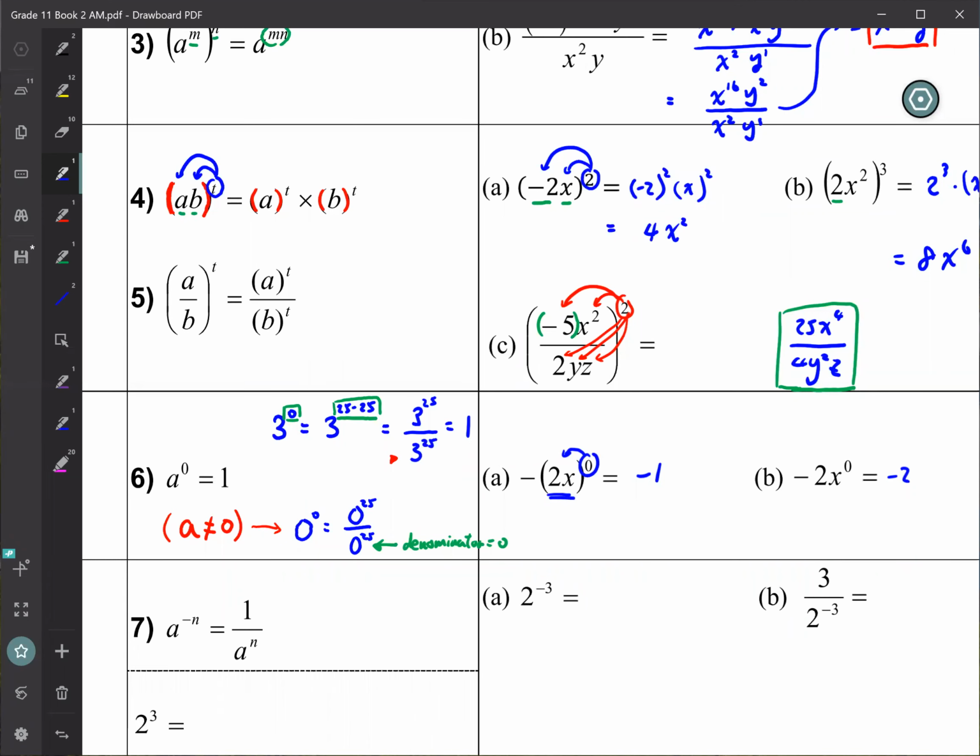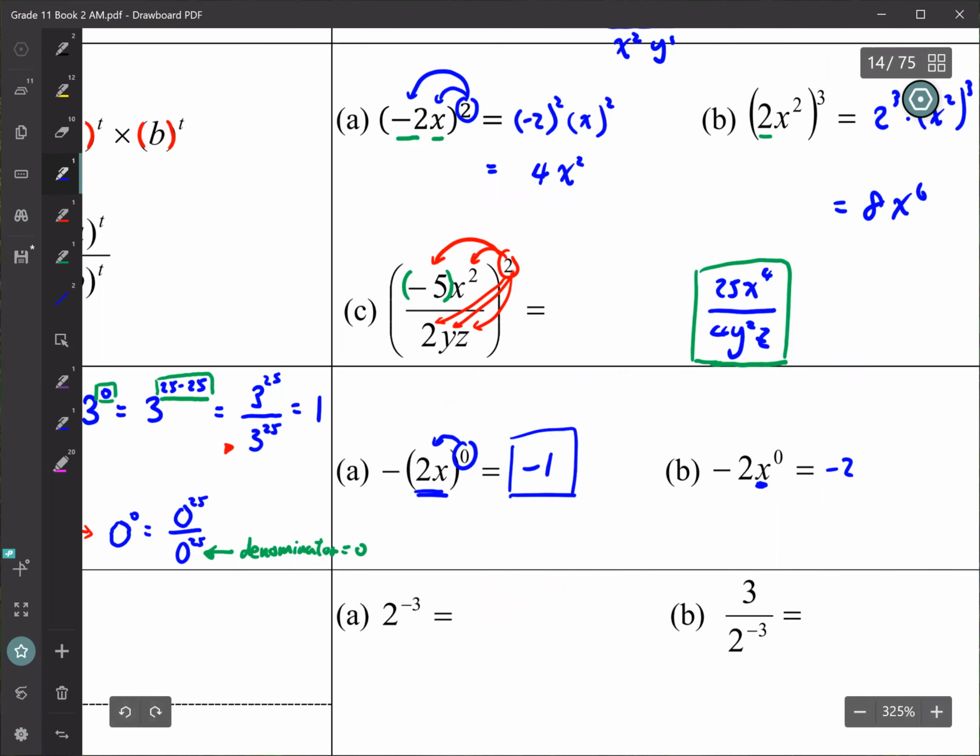So this 0 affects the 2x. That makes it the base. You just need to identify which one is the base for the exponent. For question A, the base is 2x, so only the 2x changed to 1. The negative is not affected, so the negative just stays there. For question B, the base for the 0 is only x because there's no bracket, so the 2 has nothing to do with the exponent. In fact, the -2 stays there and you multiply by 1. So the 0 becomes 1 and -2.